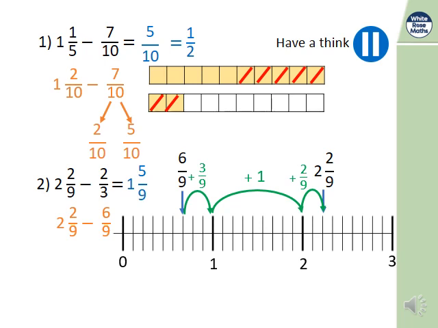Either way, it doesn't matter how you got to your answer, if you used fraction bars or you used a number line or you used your times tables to help you, then that's okay, as long as you got to that right answer and you found a method that you feel happy using.